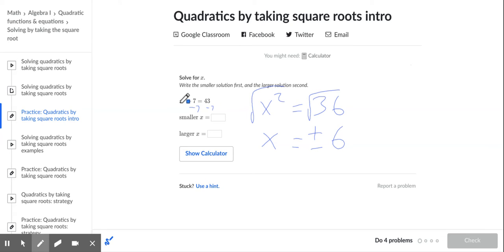So I could plug in 6 in here, and I would get 36 plus 7 is 43, or I could plug in negative 6, and I would get 36 plus 7 is 43, right? I get the exact same answer, so they're both true. They're both correct answers.